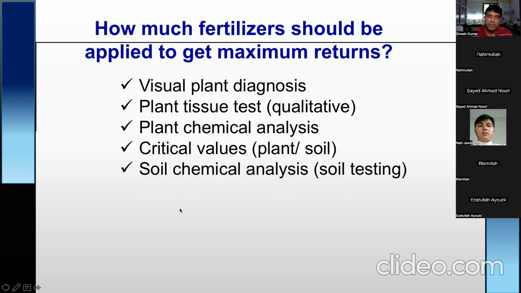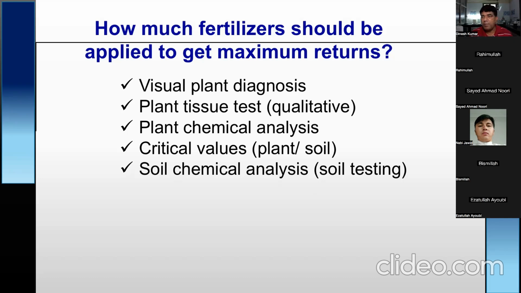Then what people suggest, if critical values are not able to decide the quantity of fertilizer to be applied, then go for soil testing. Soil testing means you can test the soil for nitrogen, phosphorus, carbon, zinc, all the nutrient analysis can be done in soil. And we can know the status of nutrients. How much is the nitrogen in soil? How much is phosphorus, zinc, or any other nutrient? So we can do chemical analysis of the soil, which is called soil testing.